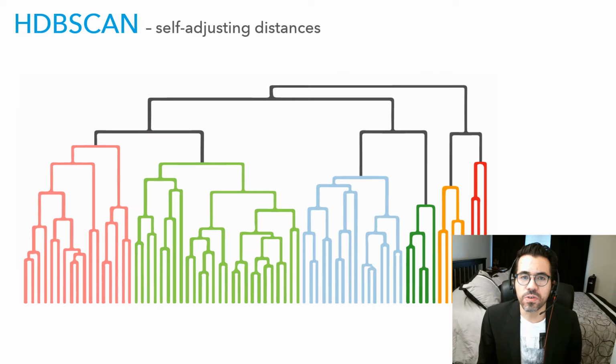Now, the second tool is called HDBSCAN. And the idea here is that the search distance is adjusted by the tool. You still tell the tool how many features you need to be part of a cluster, but beyond that, the tool really interrogates the densities of your data and adjusts that search distance based on what it sees in terms of the densities across different neighborhoods.